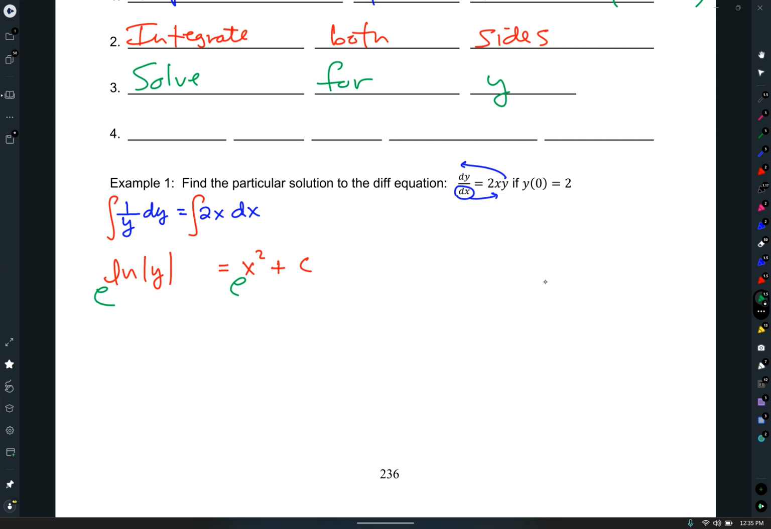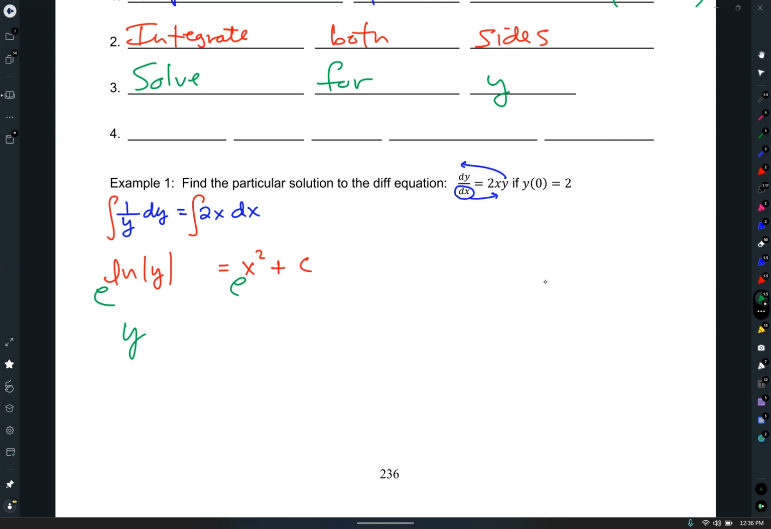Because now on the left side, don't the e and the natural log cancel? And all I have is y. And by the way, now that the y is no longer in the natural log, I don't need the absolute value anymore, because I only needed it when it was in a log. Is everybody with me? Everybody okay?